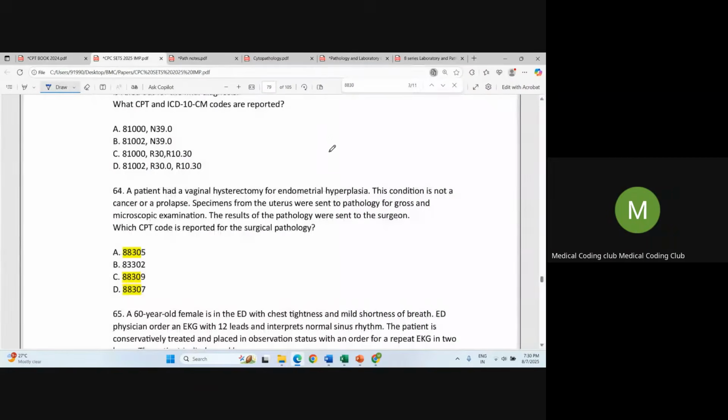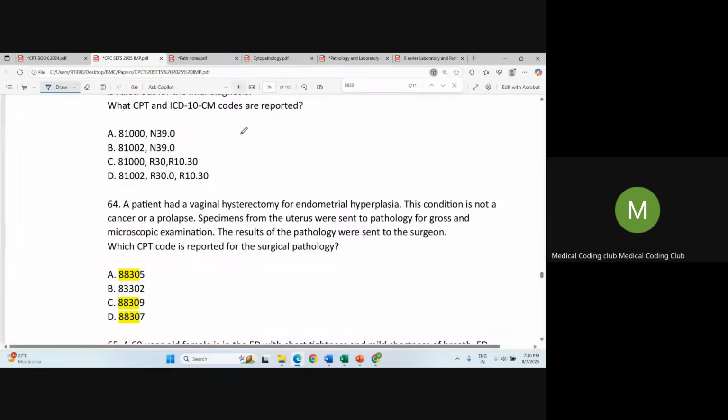And one more. So see this question also. See this and type your answer.